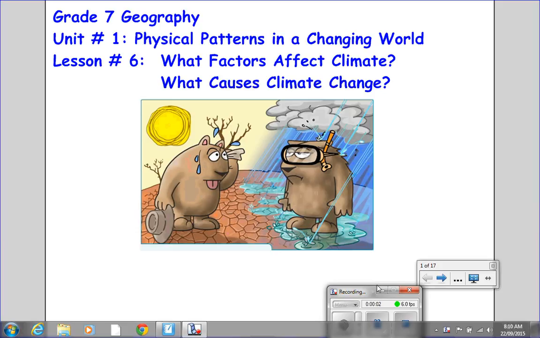Welcome back to Grade 7 Geography, Unit Number 1, Physical Patterns in a Changing World. This is Lesson Number 6, What Factors Affect Climate, and What Causes Climate Change?